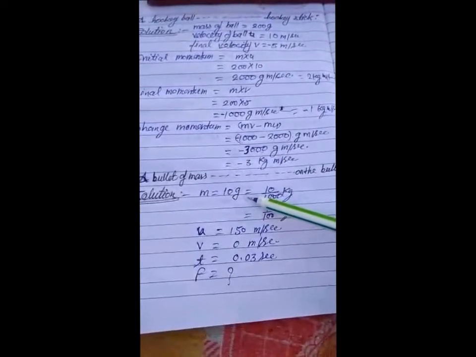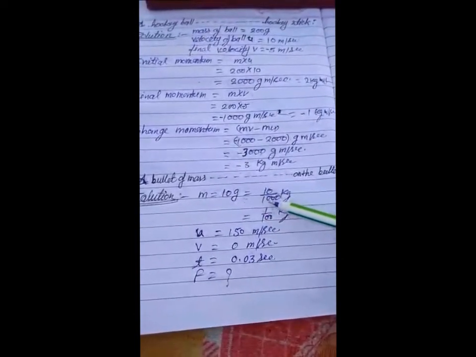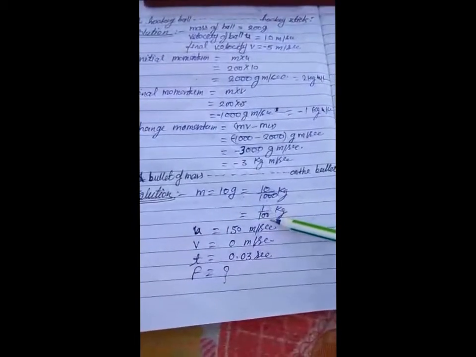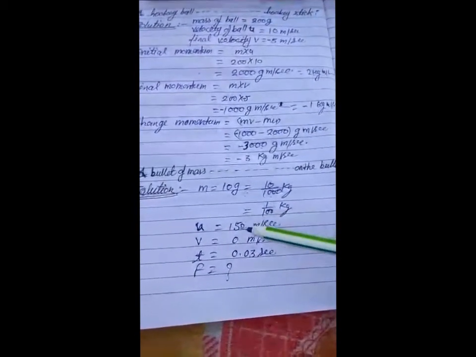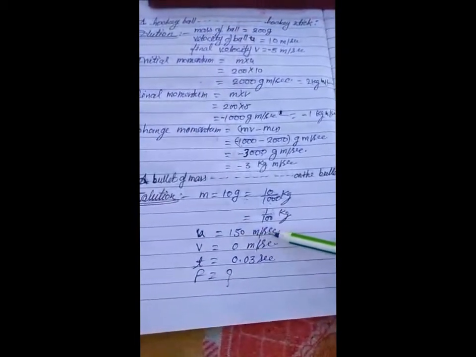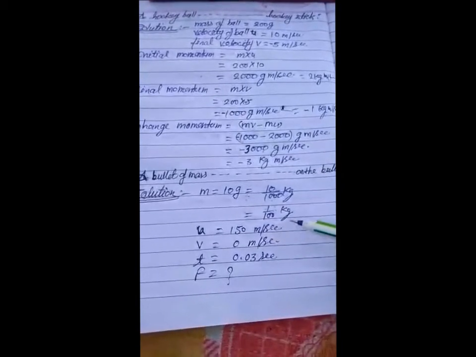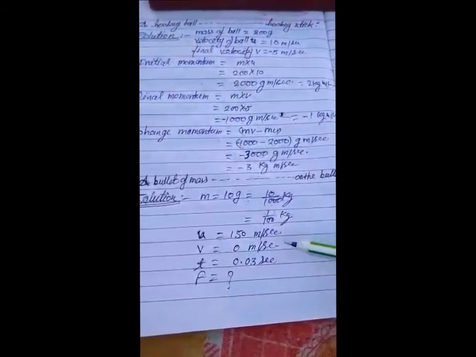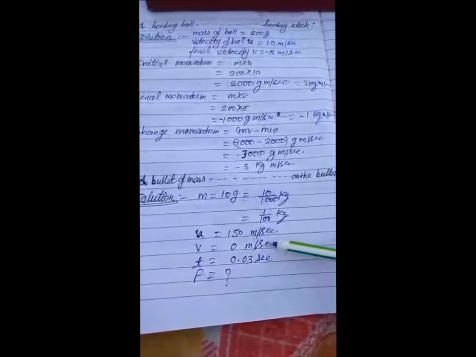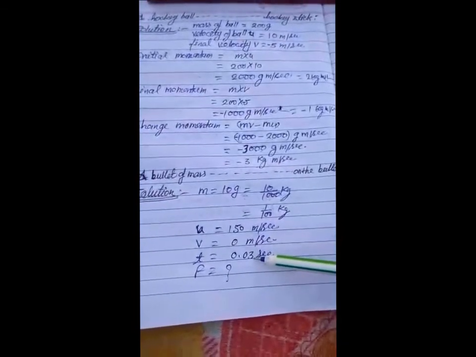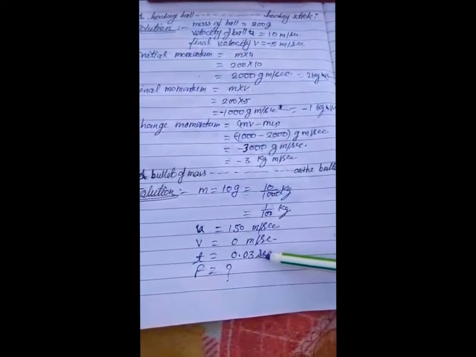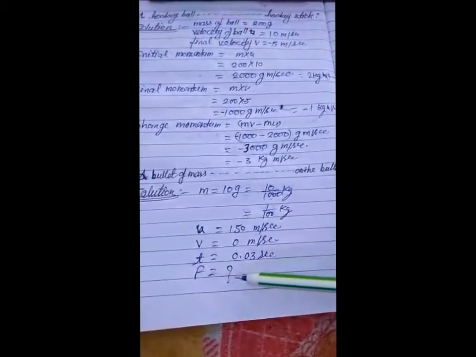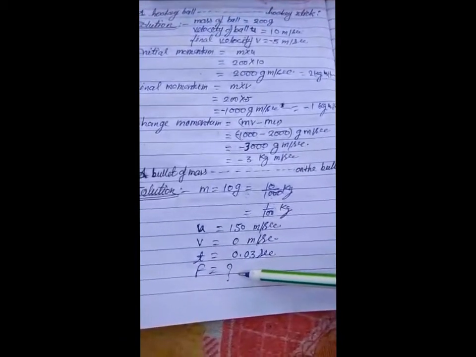When we change gram into kg first, 10 upon 1000, we get 1 upon 100 kg. And the initial velocity is 150 meter per second. It strikes a wooden block and comes to rest, which means the final velocity will be 0, within 0.03 second, that is the time. Find the force acting on that bullet.